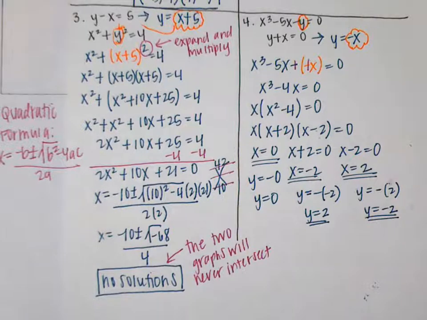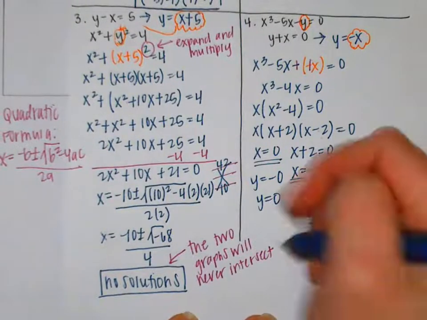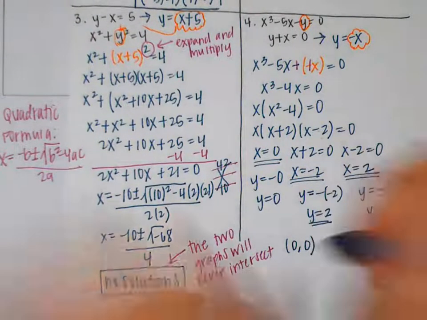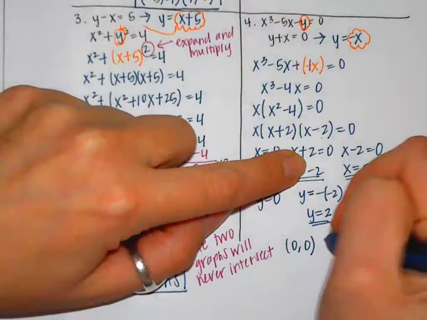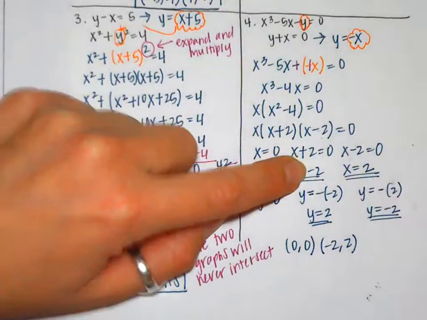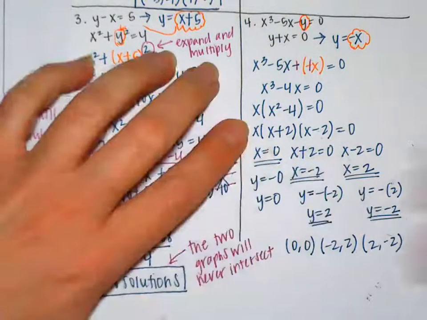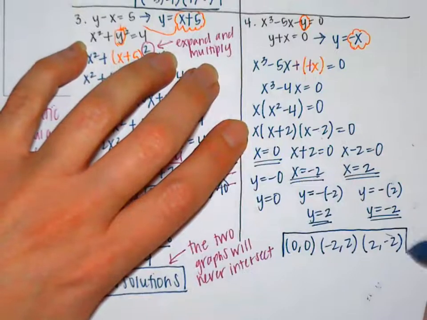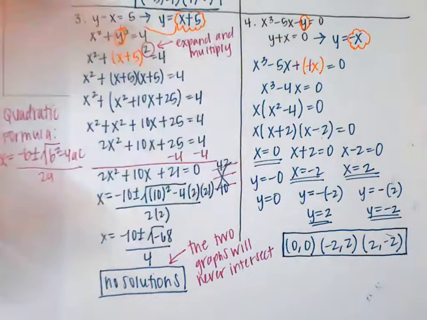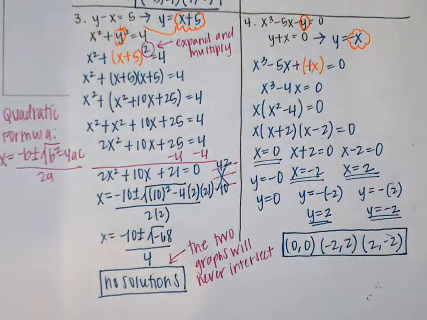So my solutions, you've got to be very careful when you're matching. Like your x's, you have to write them as ordered pairs, and then you have to match the correct x with the correct y because they're a specific point where they're intersecting. So this one, my solutions are 0, 0, negative 2, comma 2, and then 2, negative 2. And so that is important. You're matching the 0 with the 0. You're matching the negative 2 with the 2 and the 2 with the negative 2.